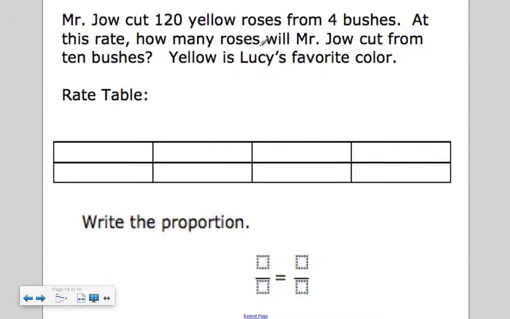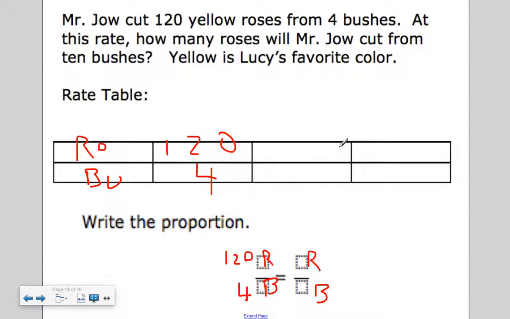So what is this asking you about? It's asking about roses and bushes, so it's important that you label it. Roses and bushes. The first one says they cut 120 roses from 4 bushes. If you like proportion, that's 120 roses from 4 bushes. At this rate, how many roses will Mr. Joe cut from 10 bushes? So put 10 bushes on the bottom.